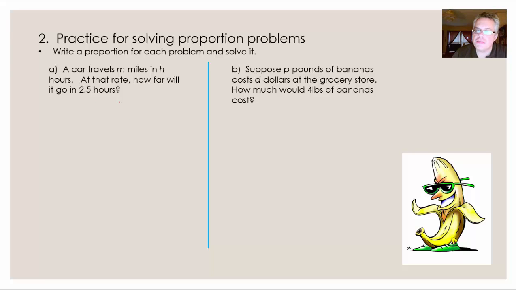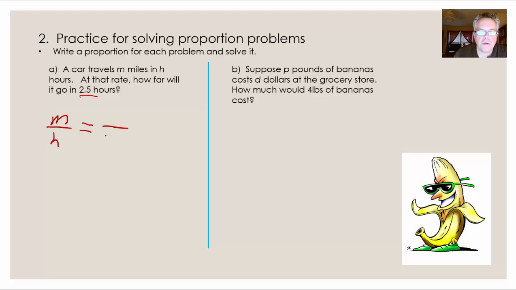Well, I need to write an expression in terms of m and h. So we're going to set up a proportion. It travels m miles in h hours, so I got miles over hours. On the right-hand side, I have to set up my proportion the same way.